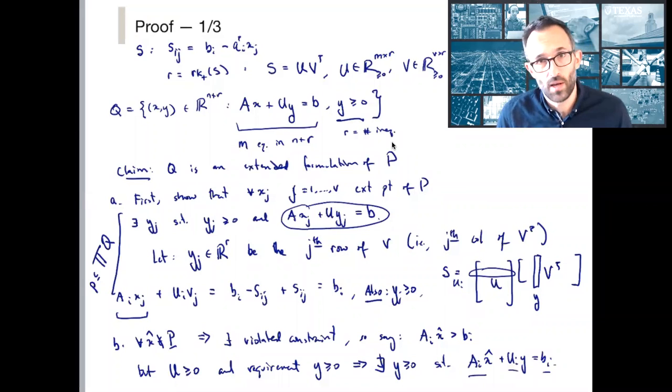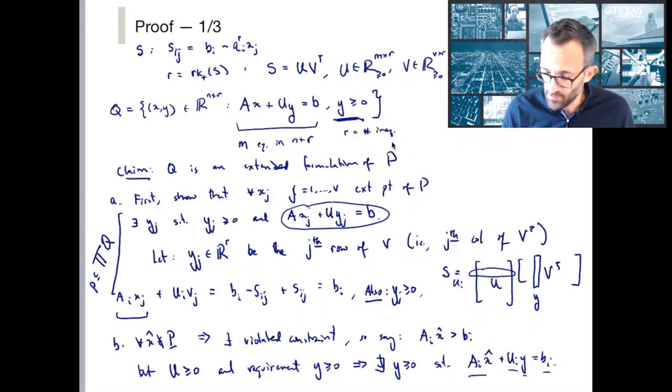UI is component-wise non-negative. Y, by virtue of this non-negative factorization, is by the constraint non-negative. So this can't happen. Okay, so this concludes this portion of the proof.